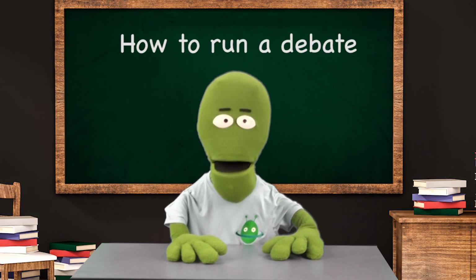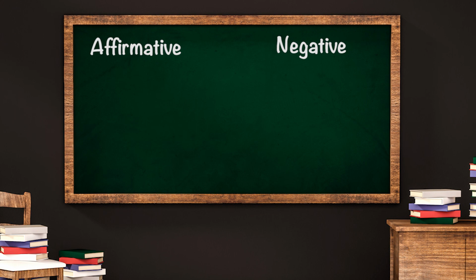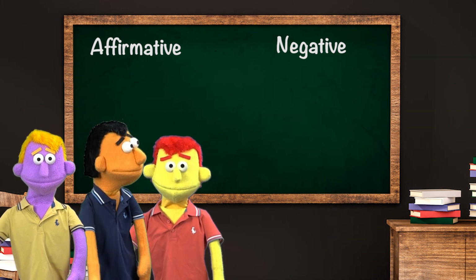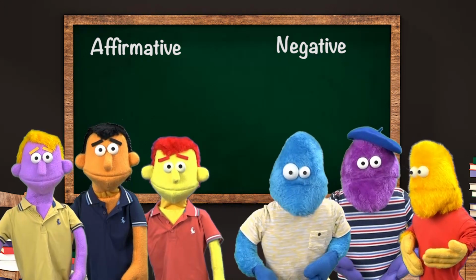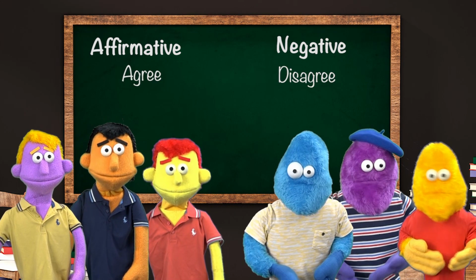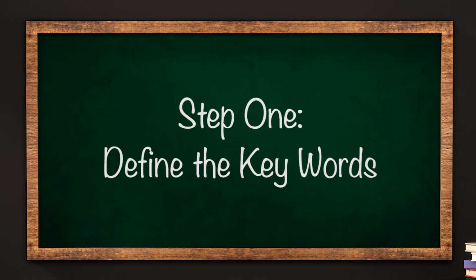In fact, I've been brought out of retirement to tell you how to write a debate in 7 easy steps. Remember, in a formal debate, there are 3 on the affirmative side and 3 on the negative side. If you are the affirmative team, you will agree with the topic, and if you are the negative team, you will disagree with it. The first step in writing your debate is defining the key words.